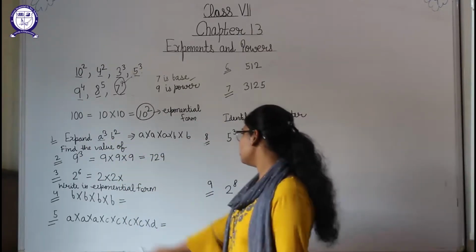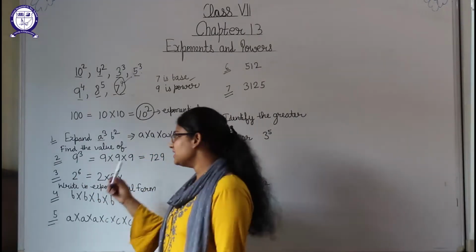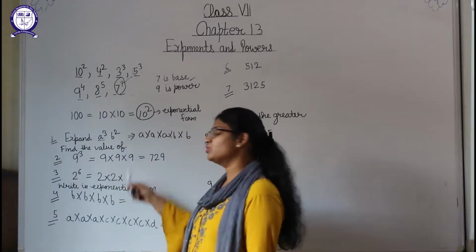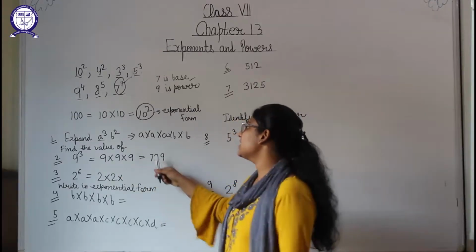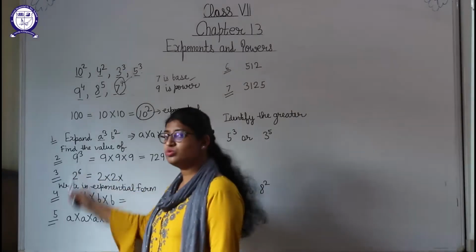Now we have to find the value of 9 cube. 9 cube means 9 is 3 times in multiplication, means 9 into 9 into 9. So 9 9s is 81 and 81 9s is 729. So this is the solution for 9 cube.